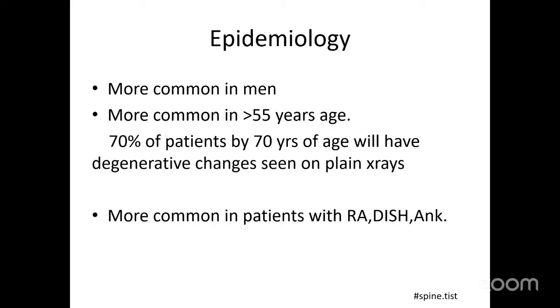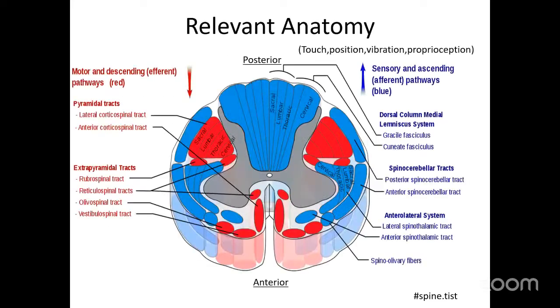And 70% of the patients by 70 years will have degenerative changes. Yes, it applies to everyone. It is more common in patients with arthritis, rheumatoid, ankylosing. So, this is the relevant anatomy when it comes to myelopathy cases, cervical myelopathy cases.